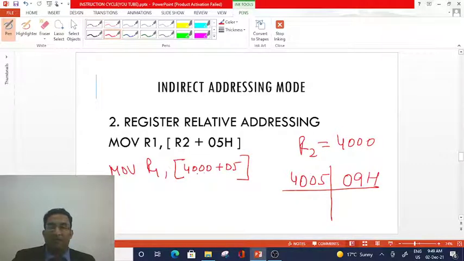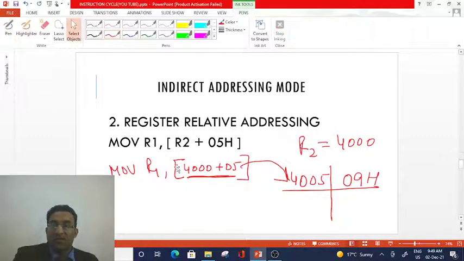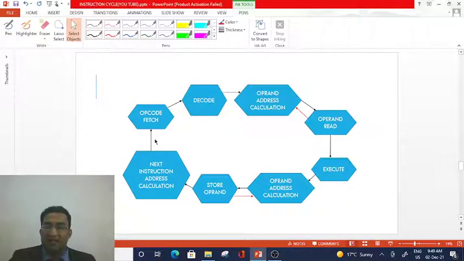into the R1 register. So now what you are seeing is that there is some calculation, R2 plus 05. This is the calculation which has to take place. After the calculation we will get a particular address, and from that address the value will be transferred to the R1 register. So now let us understand this through the instruction cycle.